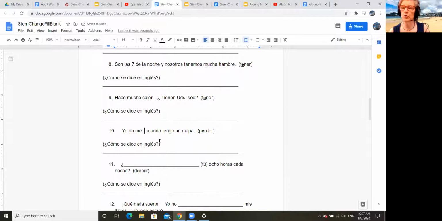Perder is to lose a thing. Perderse is to get lost. So when I put a me in front of the verb, I'm going to change it to I get lost. ¿Quién quiere el número 10? Who wants to tackle 10?